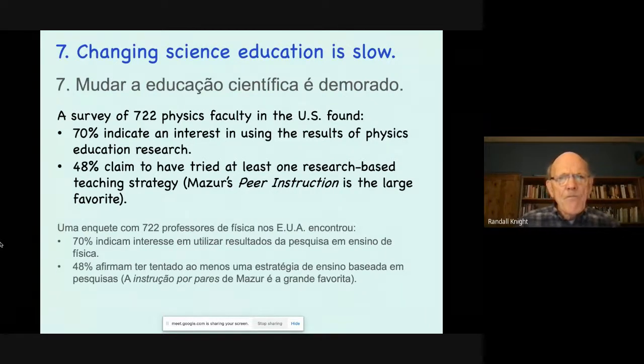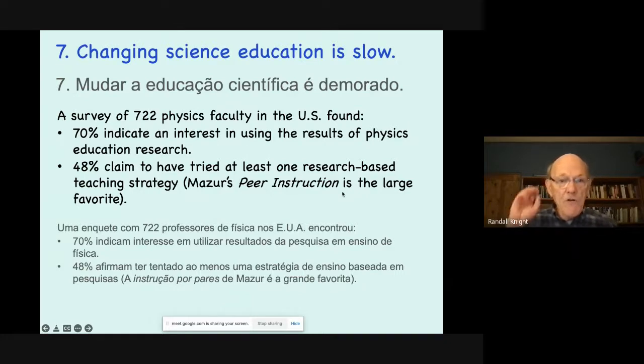And because we're all trying to make better science education, it's really important to recognize that changing anything, including science education, is a long, slow process. It doesn't happen quickly because we have to change the university, we have to change the way we think, we have to change the way we teach. So none of this happens quickly or overnight.